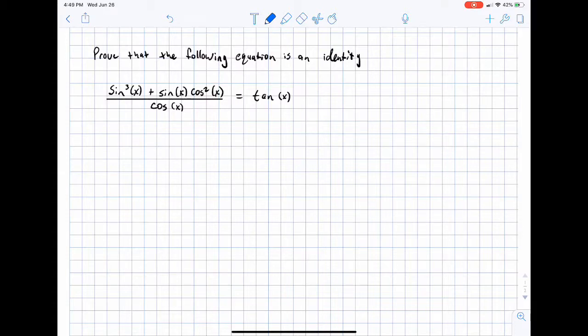We're going to try to prove that this equation is also an identity. So we have sine cubed of x plus the sine of x times the cosine squared of x, all over the cosine of x, equal to the tangent of x.